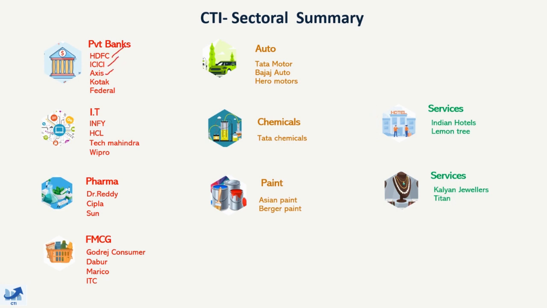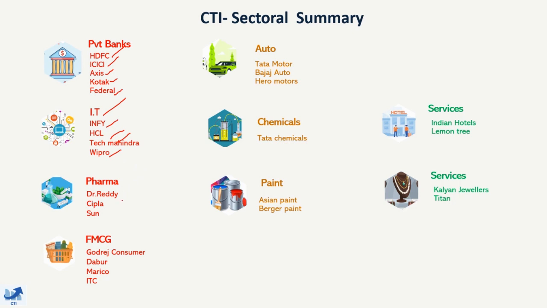HDFC, ICICI, Axis, Kotak, Federal were all looking very weak. Even the public sector banks were looking very weak. You can have a look at all the charts in the public sector banks. Profit booking is taking place in public sector banks. What about the IT space? In the IT space, Infosys, HCL, Tech Mahindra, Wipro are also experiencing profit booking. They are reportedly to have a weak set of numbers in the Q2 quarter.